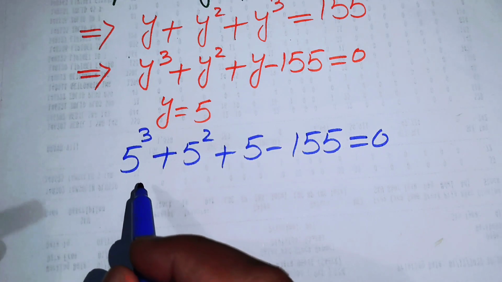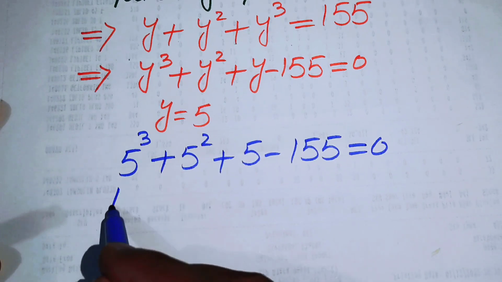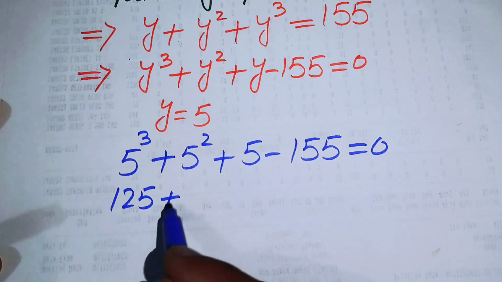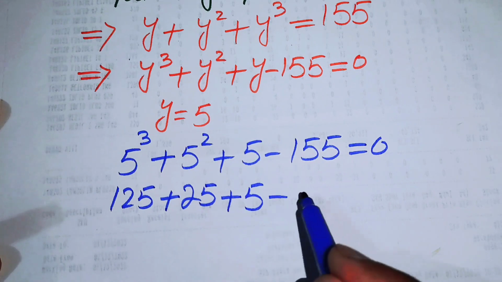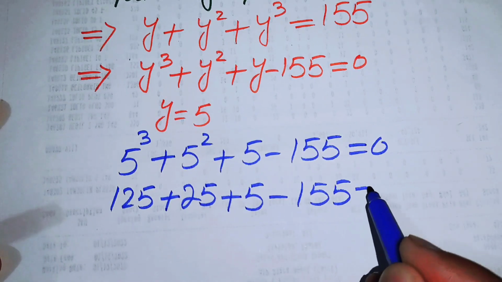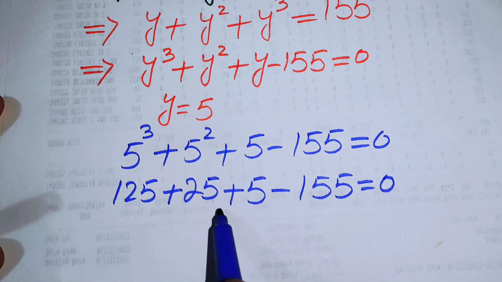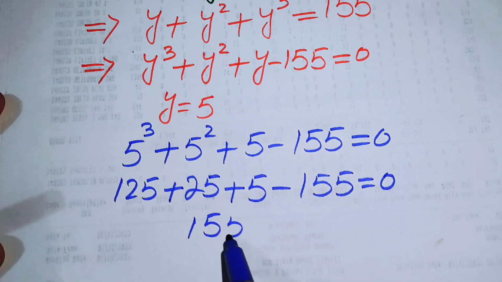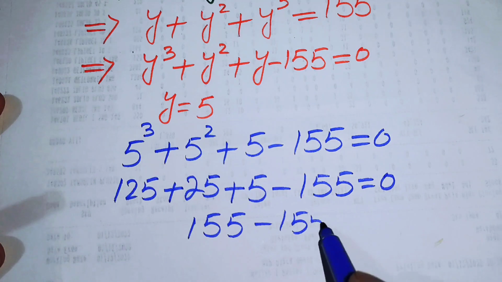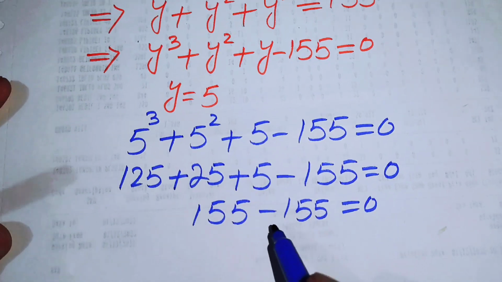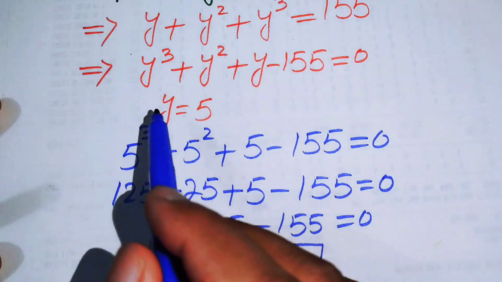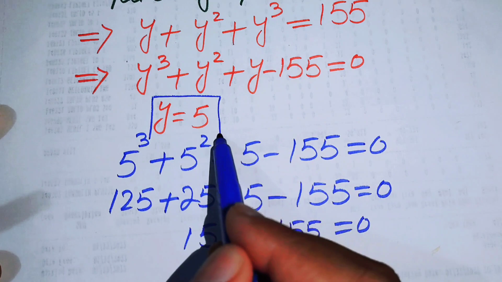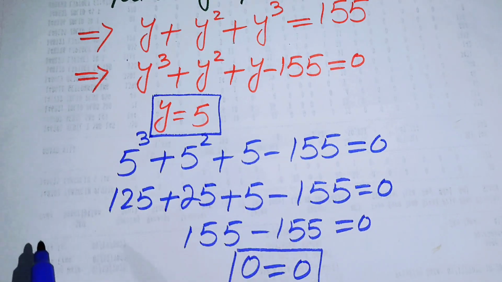So here you see that 5 cubed is equal to 125, plus 5 squared is equal to 25, and this 5, and minus 155 is equal to 0. When you add these all, you get 155 minus 155 is equal to 0. So these cancel and you get 0 is equal to 0. This shows that y is equal to 5 is a solution of this equation because it satisfies the given equation.